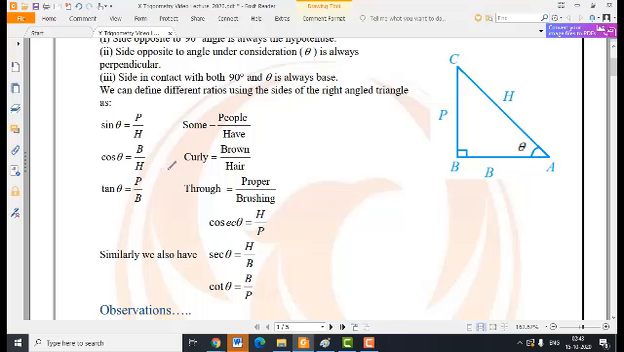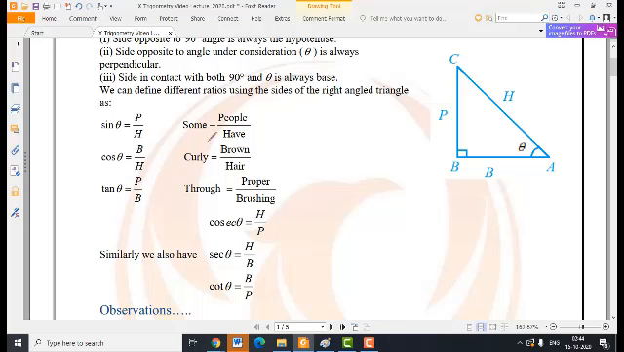There is a phrase which will help us to remember this whole set of three ratios: some people have curly brown hair through proper brushing. We take s from some and define it as sine theta, which is equal to perpendicular upon hypotenuse, that is p by h. Similarly, c from curly, so cos theta is equal to base upon hypotenuse, b by h, through tan theta, that is equal to perpendicular upon base. Alright, so three different ratios and a trick to remember the ratios in which we have defined them.